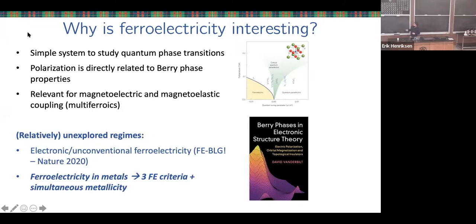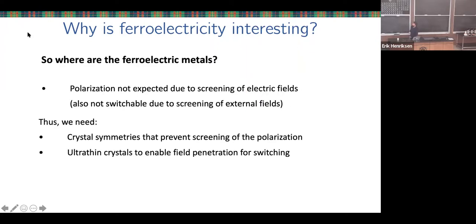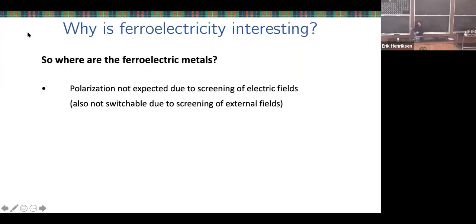And then finally, the subject of this talk is ferroelectricity in metals. Okay, most of the things that are used in industry that are ferroelectrics are insulators. Okay, so I'm going to tell you today about an interesting system in which you have simultaneous ferroelectricity but also metallicity, so a metallic bilayer. And that's basically those three ferroelectric criteria I showed you before, plus the ability to actually conduct electricity. Okay, so where are they? Where are these ferroelectric metals?